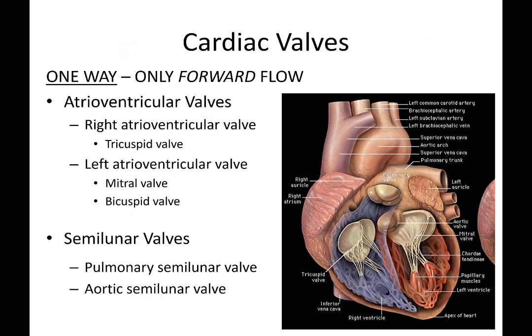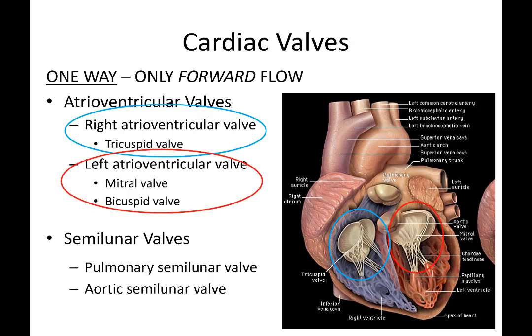The valves within the heart prevent backflow. So we have the right atrioventricular valve, also known as the tricuspid valve because there are 3 flaps. Then there is the left atrioventricular valve. It is also known as the bicuspid valve because it has 2 flaps, but is most commonly known as the mitral valve. We want to prevent blood from going back whence they came.